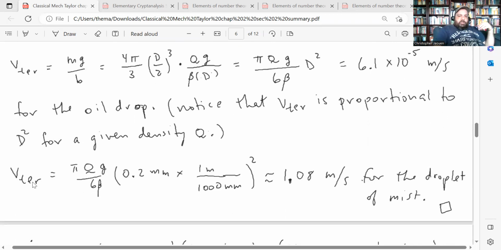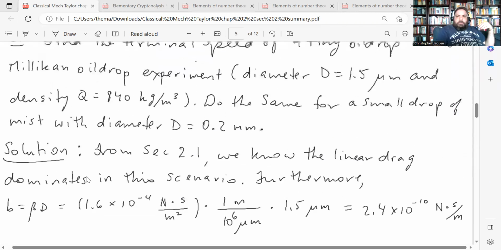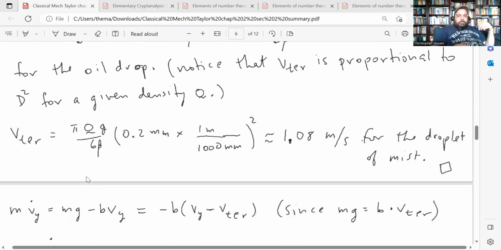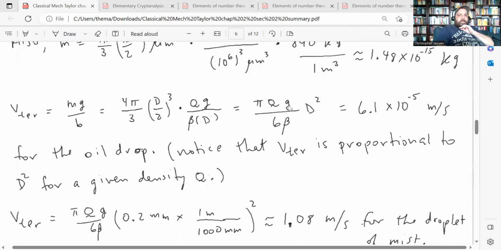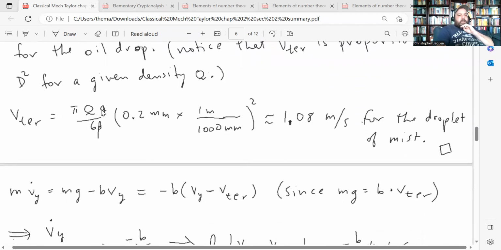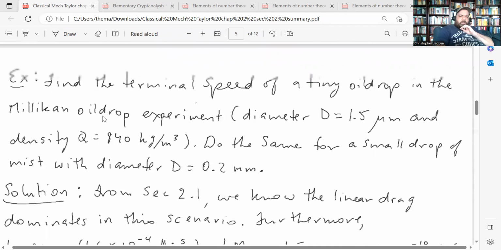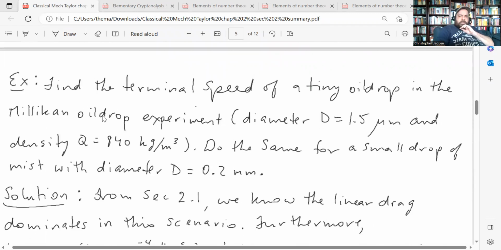So the V terminal for the, what was it, the raindrop or droplet of mist or something, which has diameter 0.2, we can do that next. And I'm just using this formula to make the calculation simpler. So all these values here, beta and the density and g, are all the same for the raindrop, right? Because we're assuming that, no, wait, it was an oil drop, right? I just realized I made a calculation mistake here because the raindrop's made out of water.